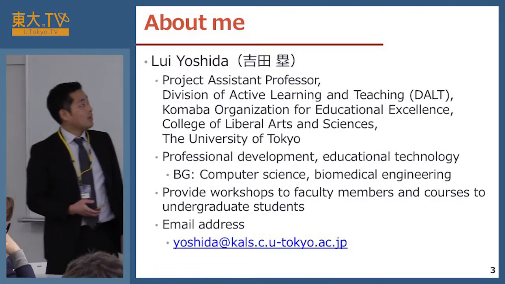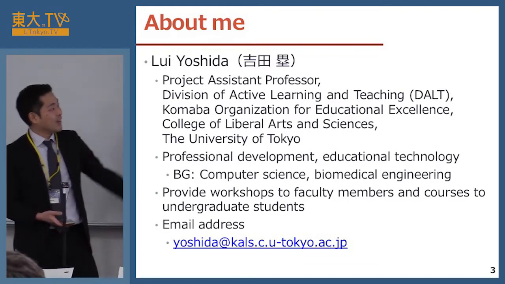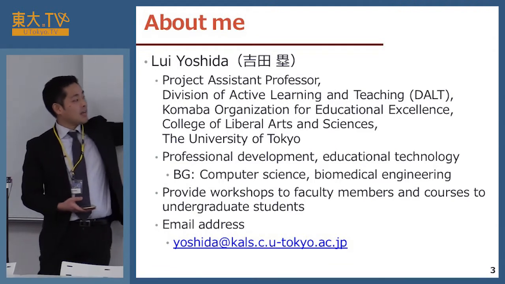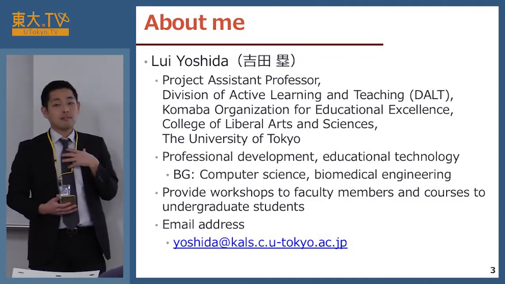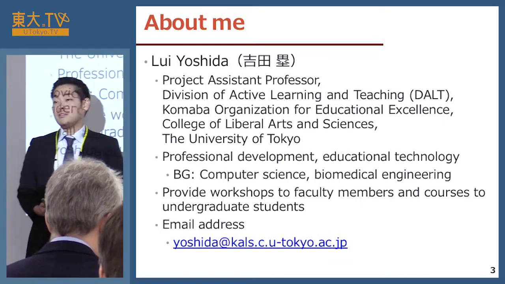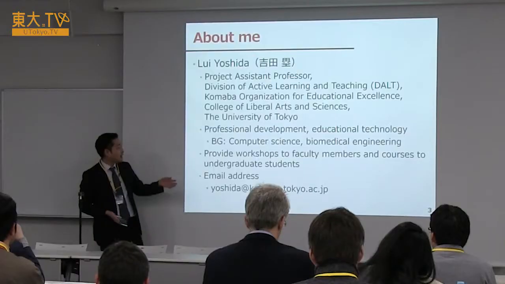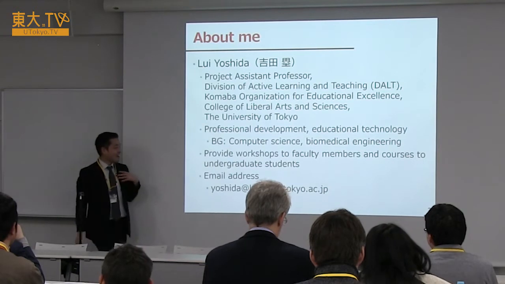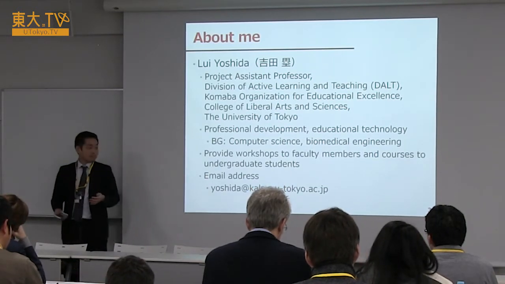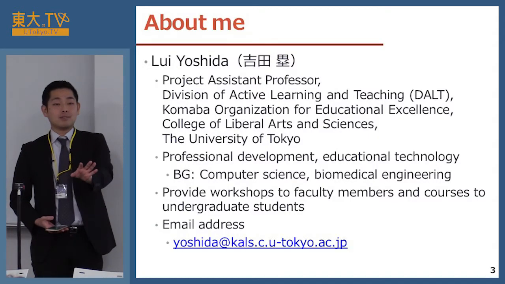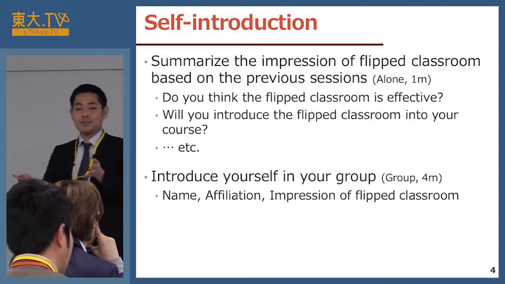My name is Rui Yoshida. I am a project assistant professor at the University of Tokyo, and the affiliation is super long, so I will not pronounce it. I am engaged in professional development and educational technology. My background is computer science and biomedical engineering, so my background is engineering. However, I changed my career thanks to the Future Faculty Program, which is the best program I have ever attended. And now I'm here. Now I can provide workshops to faculty members, and also I provide courses to undergraduate students. My email address is here, so if you have any questions about active learning or flipped classroom, please feel free to email me.